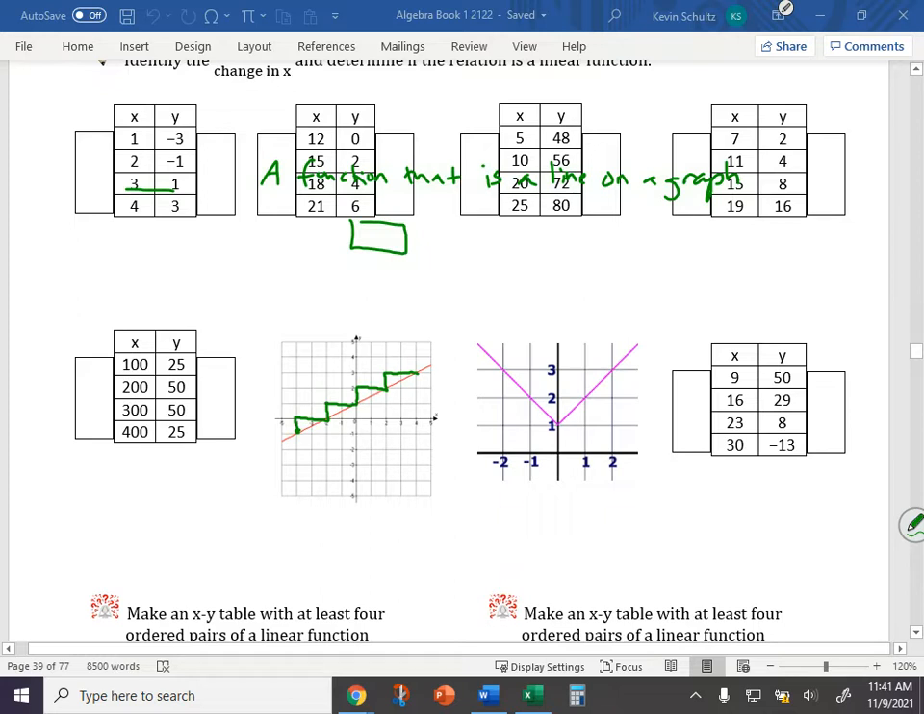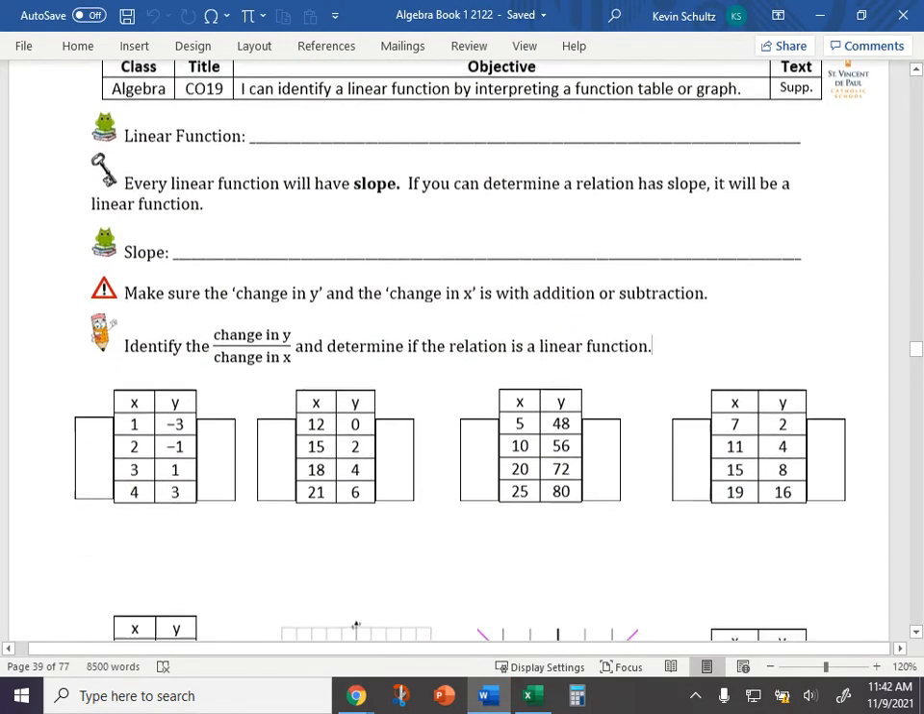In the second one, that is a function but not a linear function, notice how our slope changes. We go down 1 over 1, down 1 over 1, but then we go up 1 over 1, up 1 over 1. And these two slopes, down 1 over 1 and up 1 over 1, are different. That's why it's not a linear function. It doesn't have the same slope throughout.